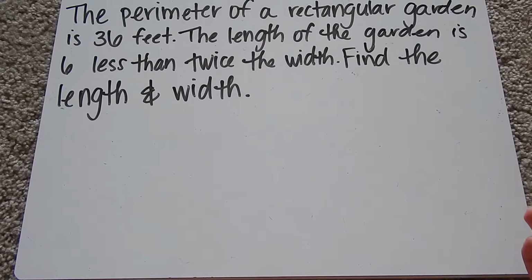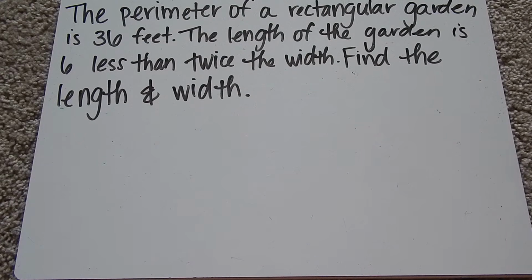So let's move on to our next problem here. Again, we're going to go about it the same way. We're going to underline any important information while circling totals. So here in my problem, let's read. The perimeter of a rectangular garden is 36 feet. Well, that actually is a total perimeter, a total of all sides.